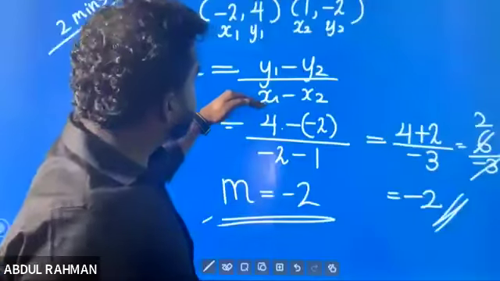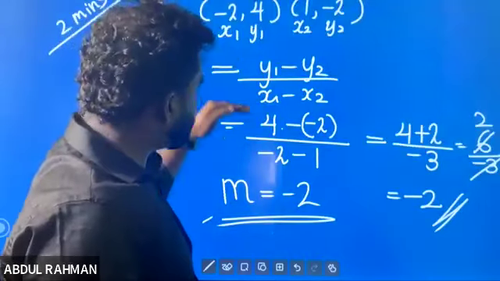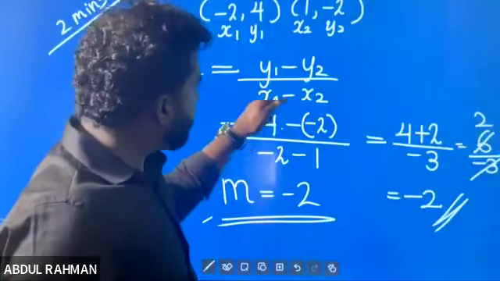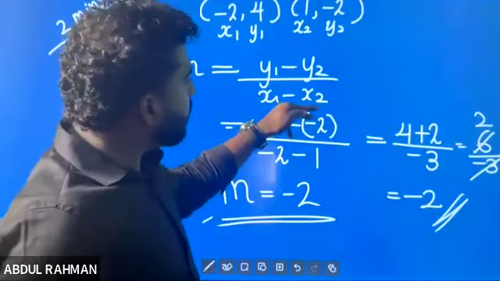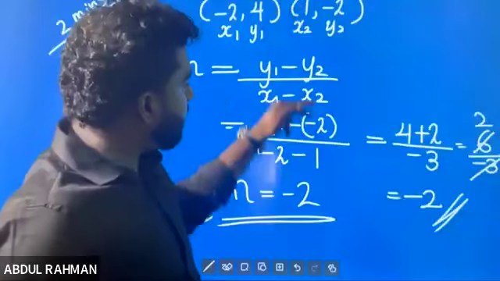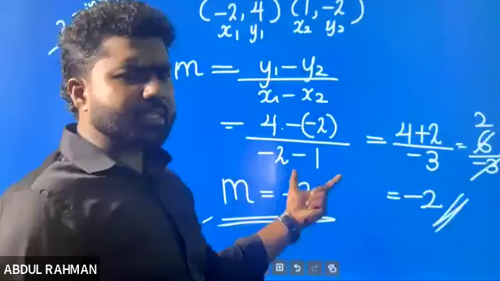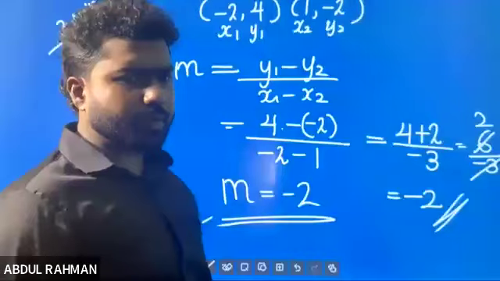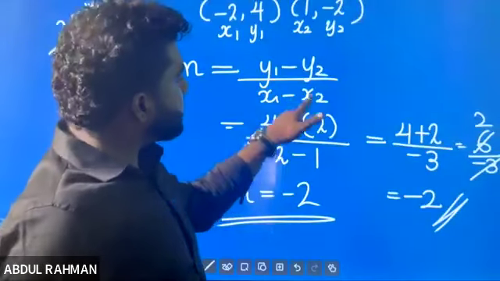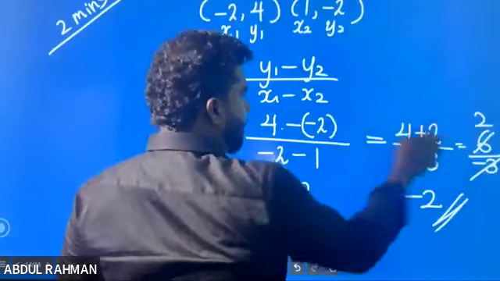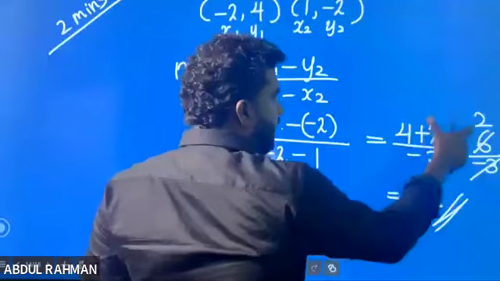Now what is the value of x1? x1 is minus 2. I'm writing minus 2. Then I'm writing the minus. What is the value of x2? x2 is equal to 1. I'm writing that 1. Minus into minus, what is the answer? Plus. So plus 2 is here. 4 plus 2 will give me 6.